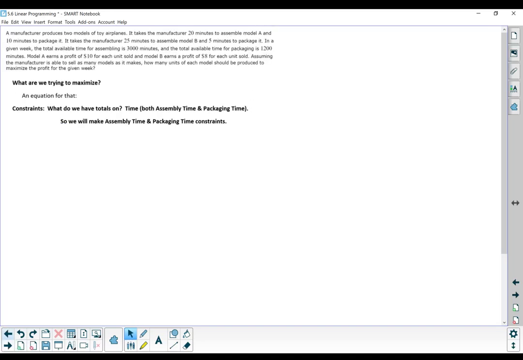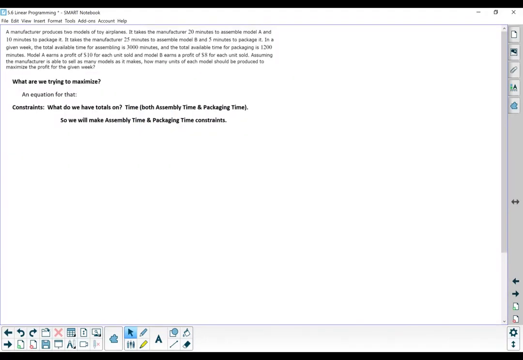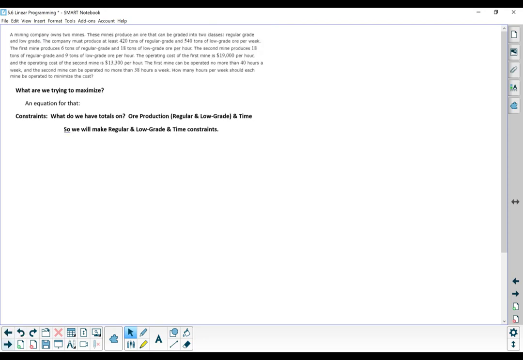The second example in linear programming is a lot like the first one, with constraints on assembly time and packaging time. I wrote it up really nicely, and it's in the files in Canvas. So if you want to look over that one, do so. And if you have questions on it, let me know.